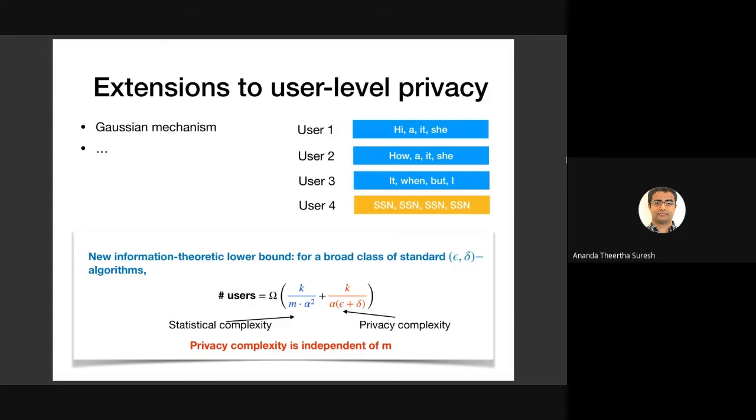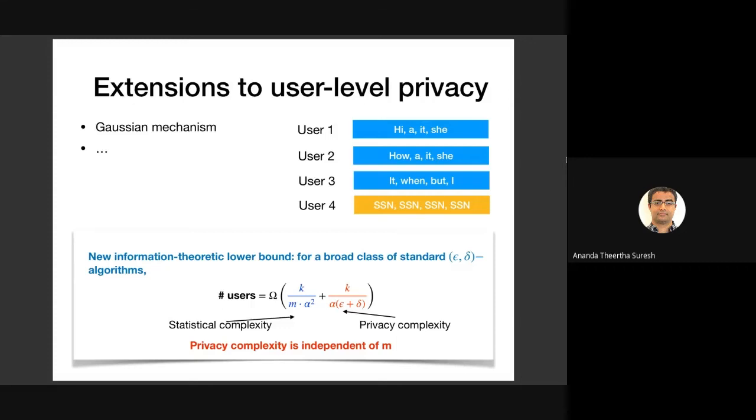So we analyzed it a bit more, and we could actually prove an information-theoretic lower bound, which for a broad class of what I'm calling standard epsilon-delta differentially private algorithms, the privacy complexity is independent of m. In fact, it's k by alpha epsilon, which is the same as that of the privacy complexity of item-level privacy. This was very surprising for us.